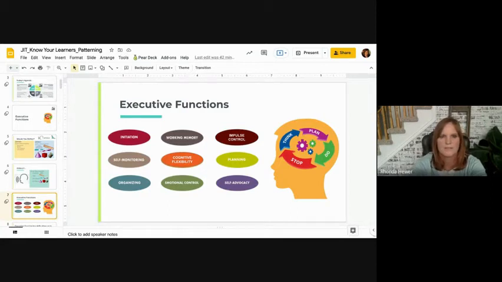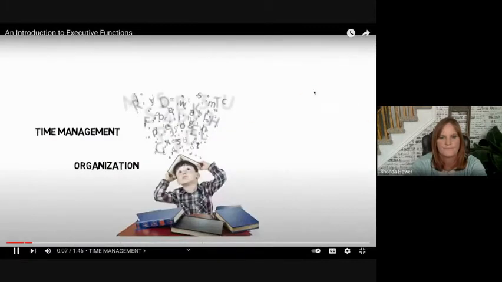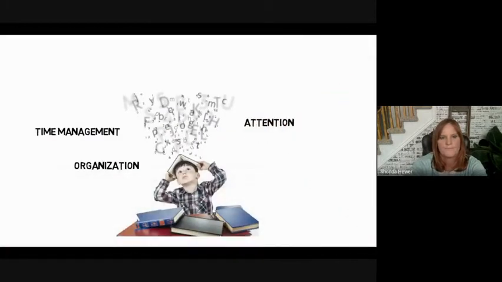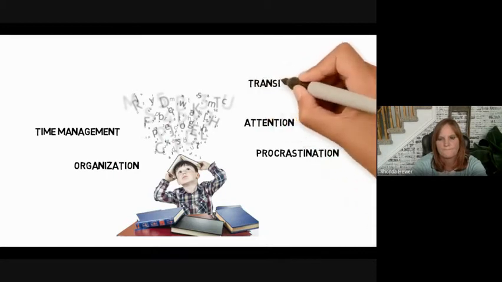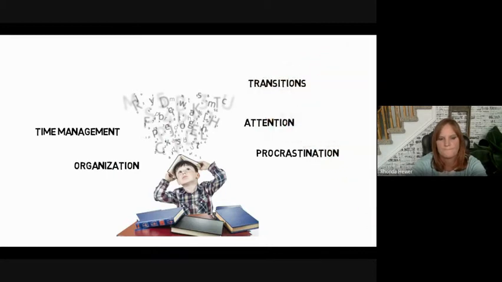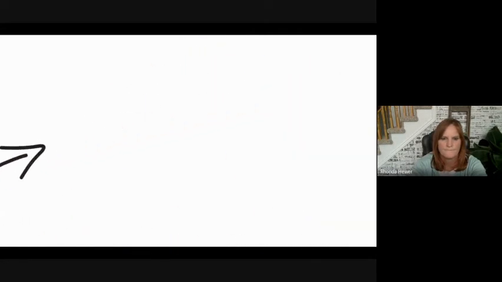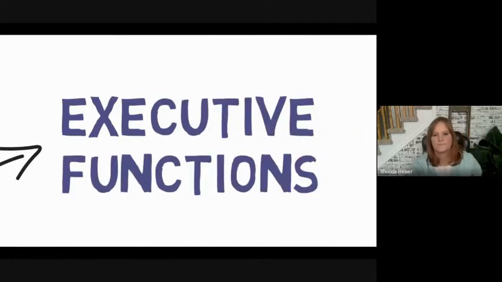Do you have students who struggle to organize their time and their school materials? Who have difficulty staying on task or knowing when to ask for help? Who often procrastinate or struggle to transition to new activities and environments? Who act impulsively and have difficulty regulating their emotions? If so, they are probably struggling with their executive functions.